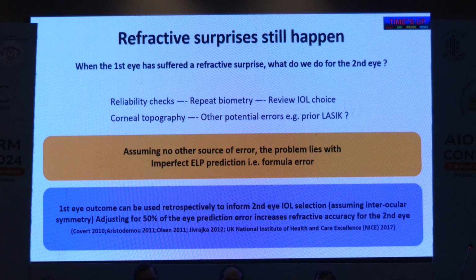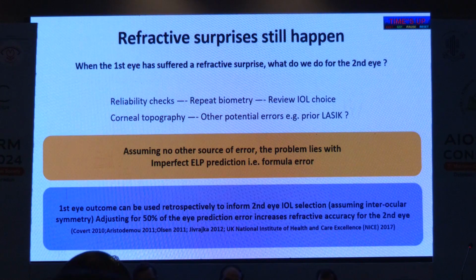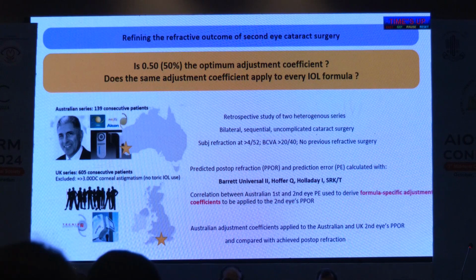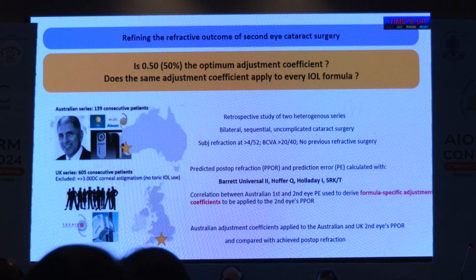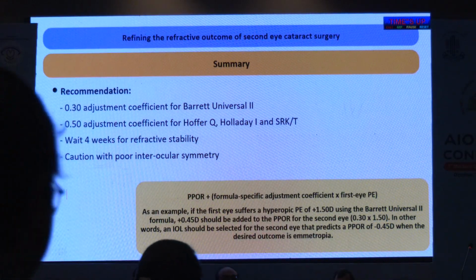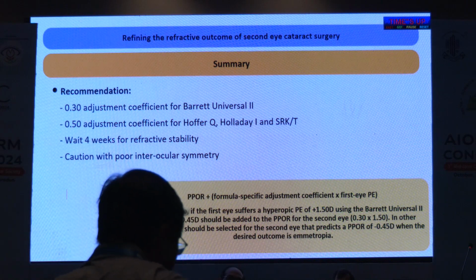So even after perfect calculation and using the best biometric device and best IOL power, refractive surprise still happens. So a coefficient is required which can be used to adjust the IOL power calculation of the other eye, that is 50% of the prediction error. So there are two major studies which have covered what should be the optimum adjustment coefficient. So according to the IOL formulas, the adjustment coefficient is changed. If we're using Barrett Universal 2, 0.3 is the adjustment coefficient, and for other formulas mostly a 0.5 adjustment coefficient is required.